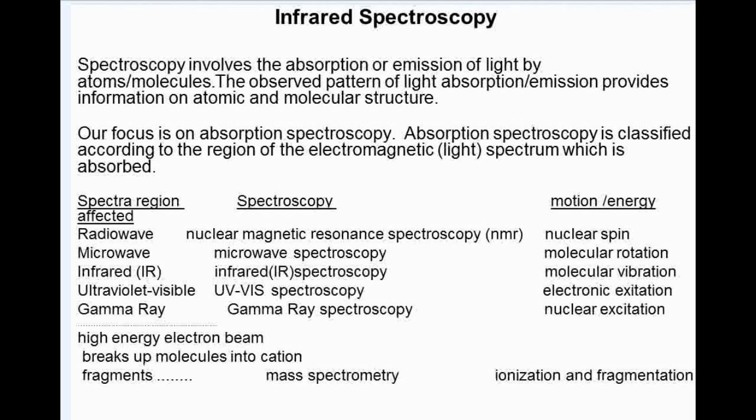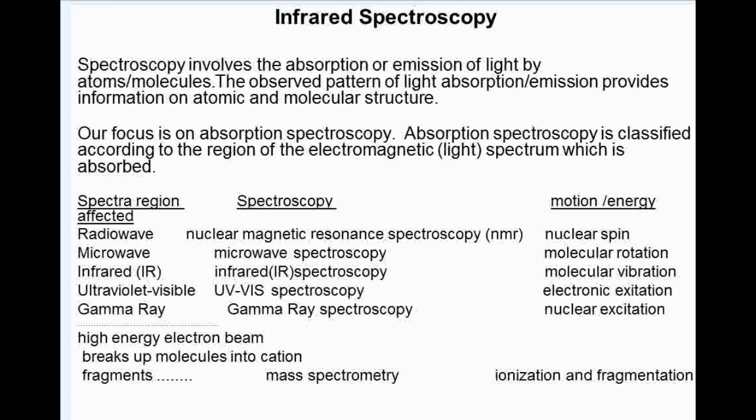In this video, I'm going to describe the theory and practice of infrared spectroscopy, also called IR spectroscopy. In general, spectroscopy involves the absorption or the emission of light by substances. Now, the observed pattern of light that's absorbed or emitted provides information on atomic and molecular structure.